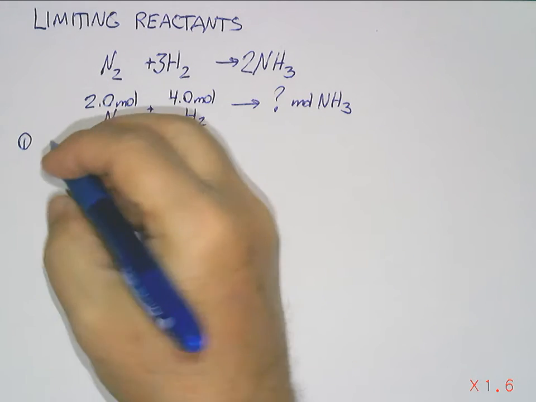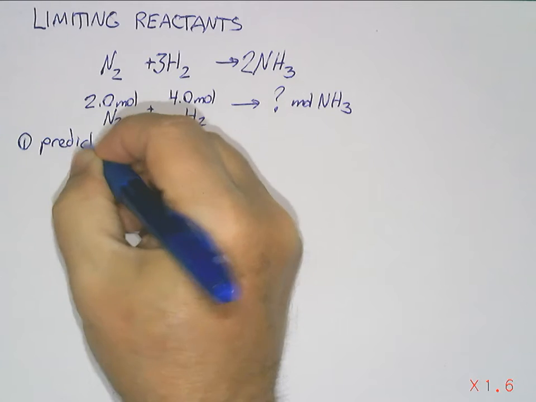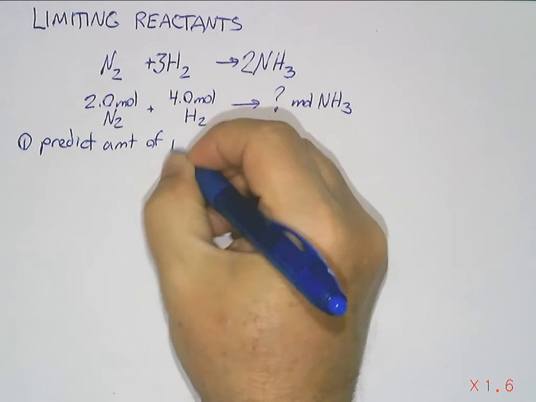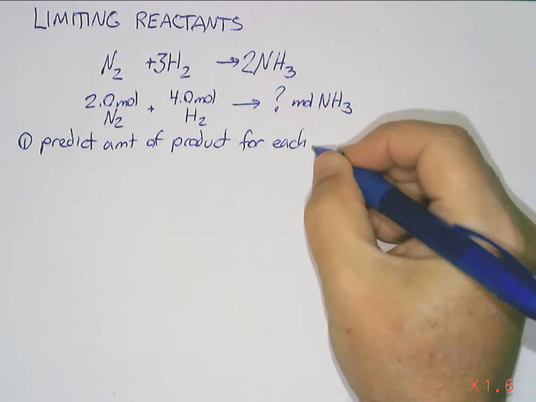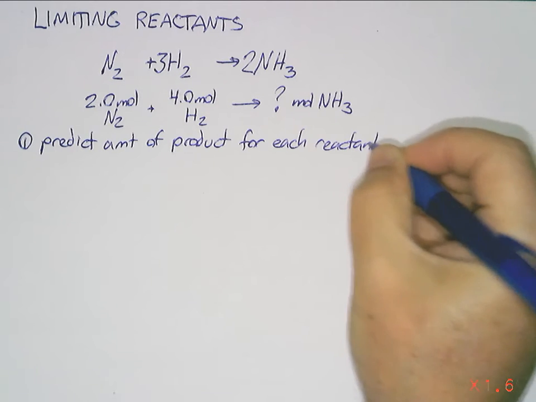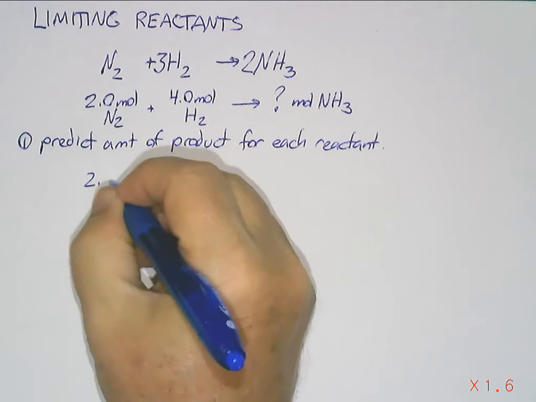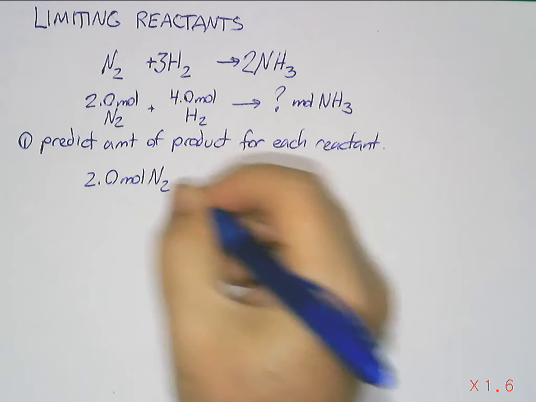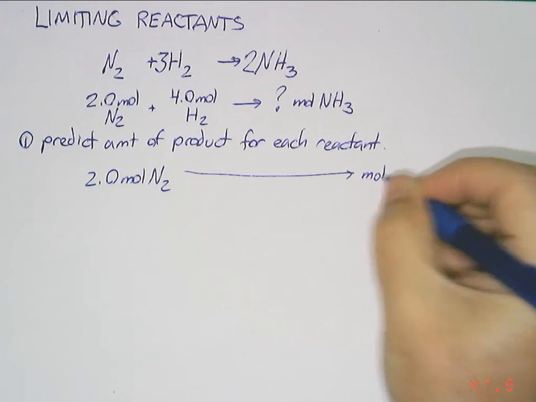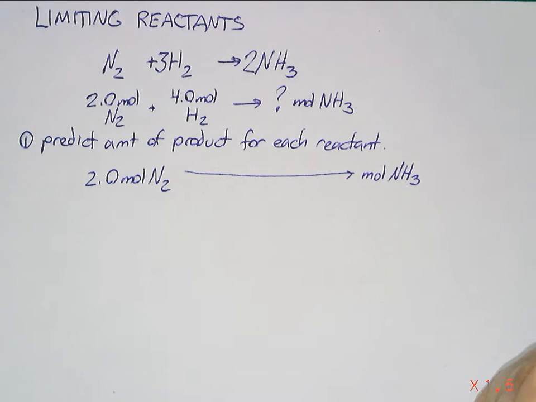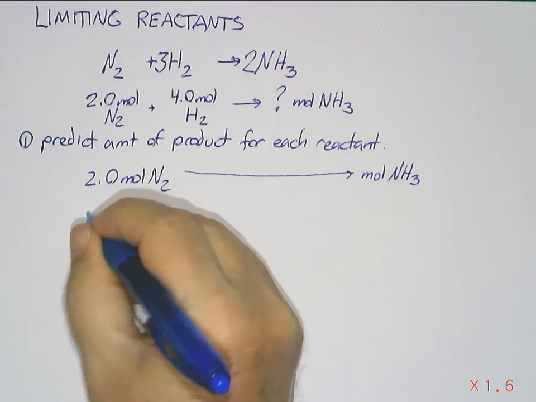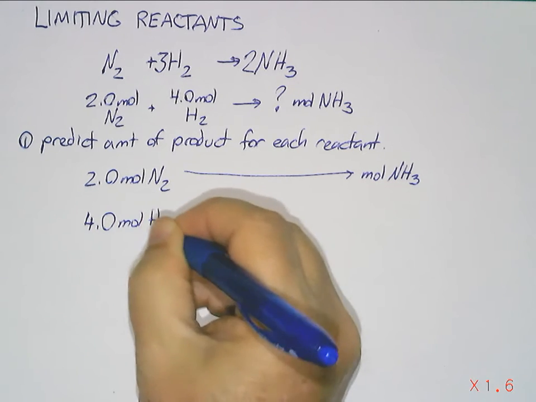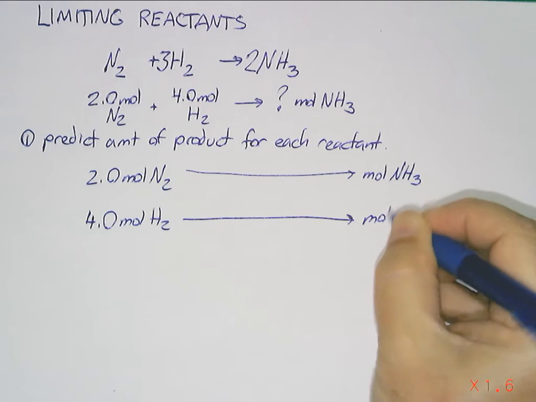We are going to predict the amount of product for each ingredient, for each reactant. So I'm going to take my 2.0 moles of N2, that's one of my ingredients, and I'm going to turn that into some amount of ammonia. And I'll make some amount moles if no one tells me otherwise, because it's easy to work in moles. And I'm going to take my 4.0 moles of H2, the other ingredient, and figure out how many moles of NH3 I would get from that.